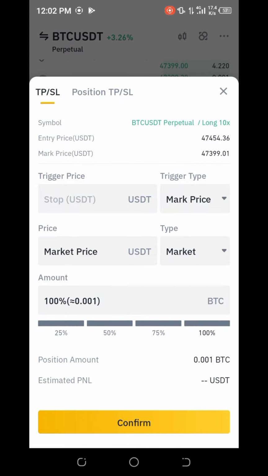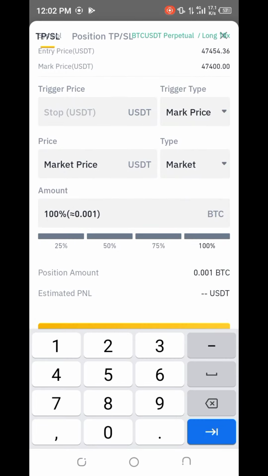Let's set the stop loss. Even this 4 USDT is too high here, so I'm going to set this at 45,000. If I set this at 45,000, this is going to be minus 2.45 USDT. So you can set your stop loss. Now, I'm just using this as an example.